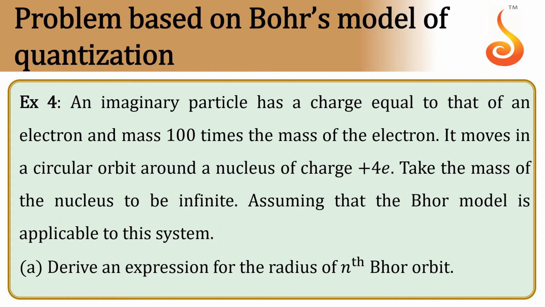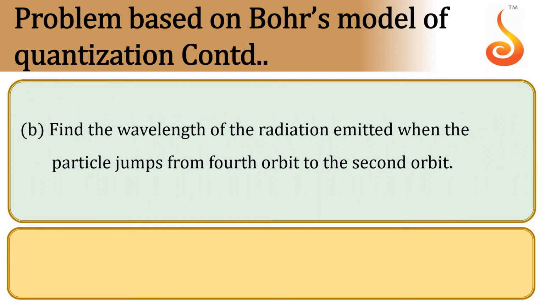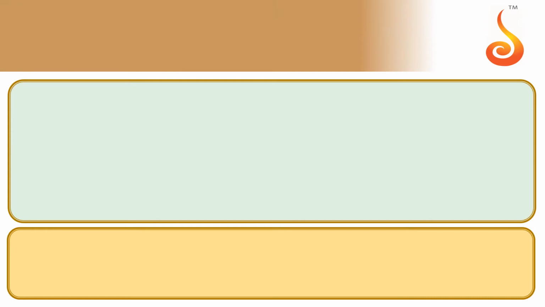So what do we need to find? We need to find an expression for the radius of the nth Bohr orbit, and we also need to find the wavelength of the radiation emitted when the particle jumps from the fourth orbit to the second orbit. Right. So let us do this.